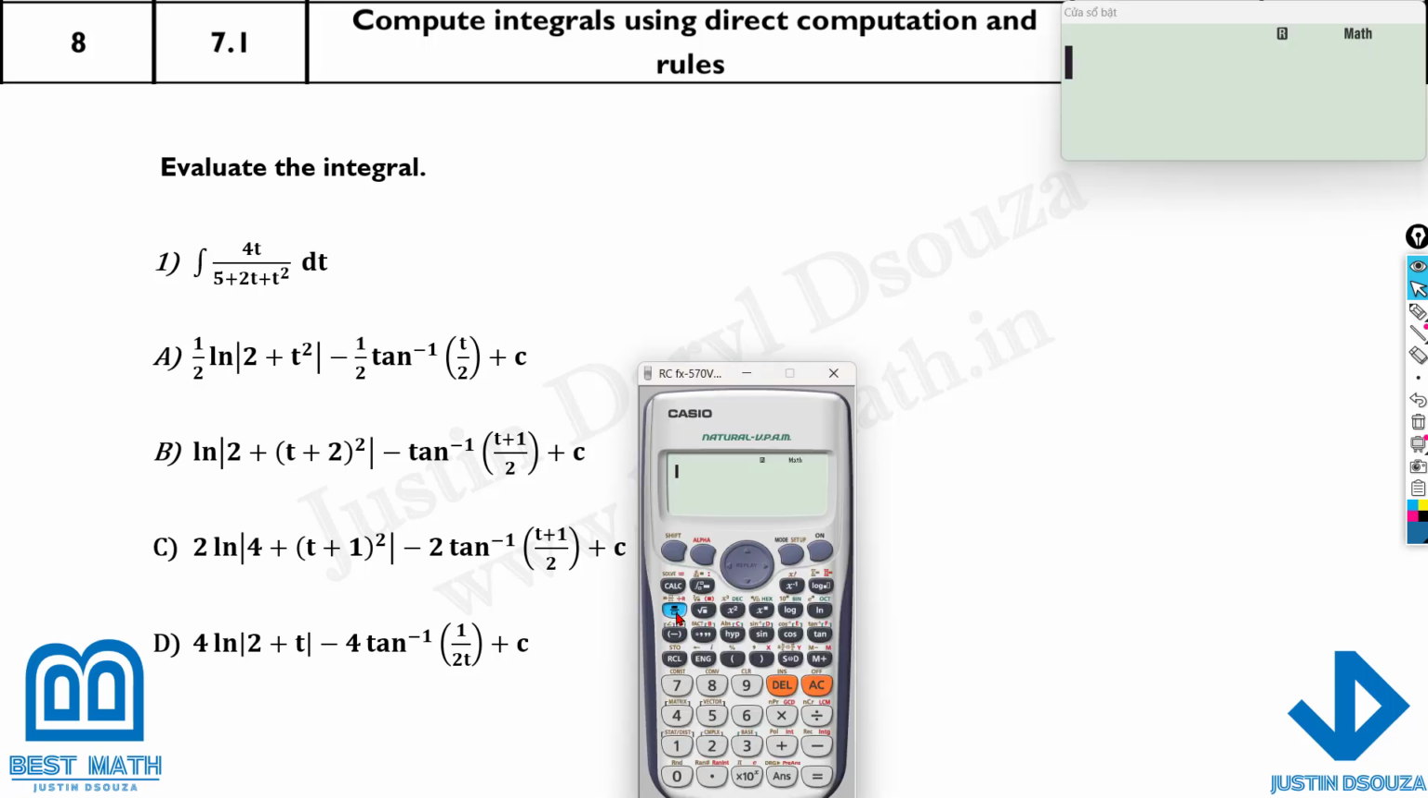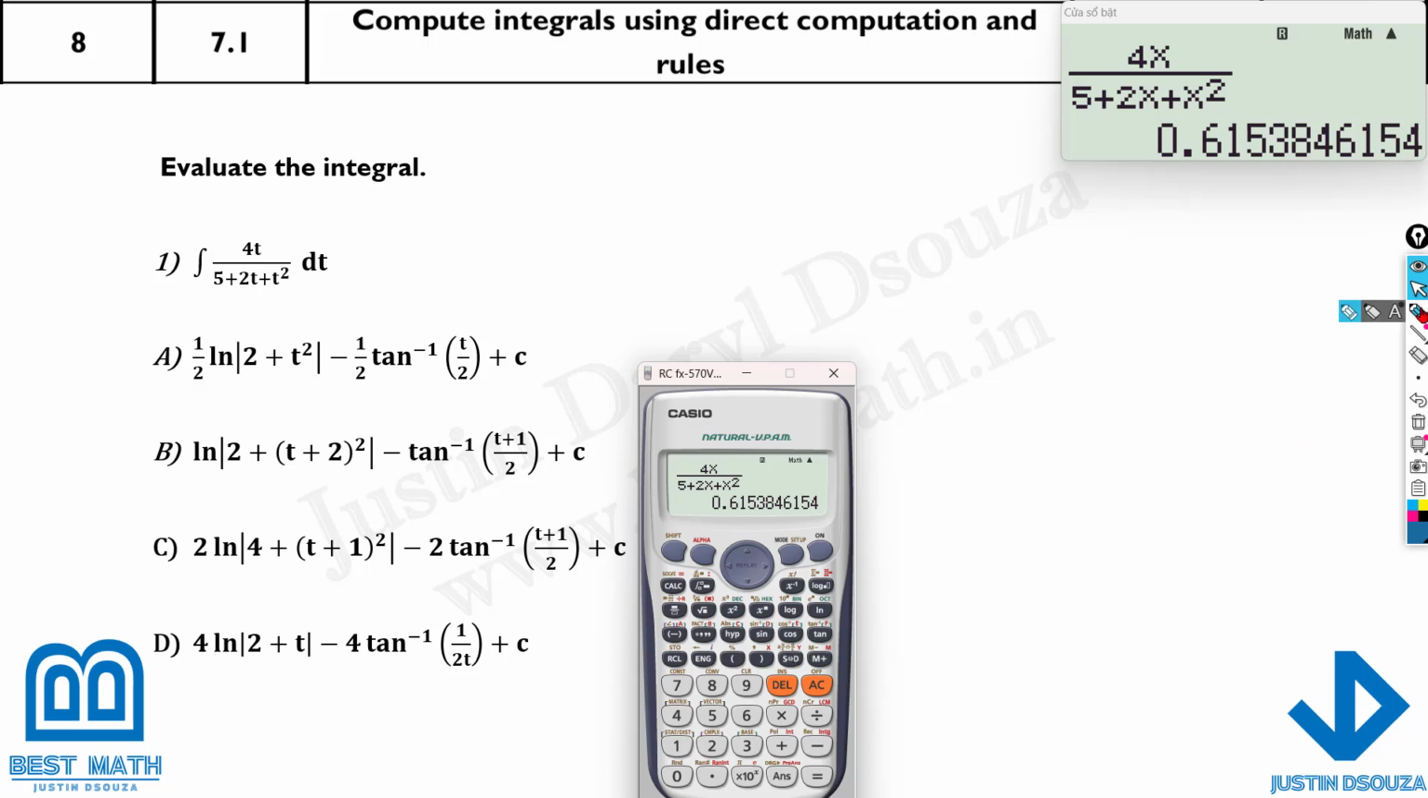First, let's type this out. It is 4x divided by 5 plus 2x plus x squared. Now calculate this at 2 and let's see what's the answer. It's 8 by 13 or 0.615. So I'll write at least 4 decimal points at x is equal to 2. The value which we get corresponds to 0.61538.